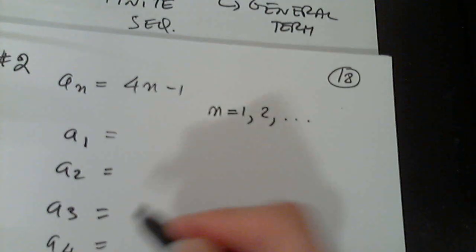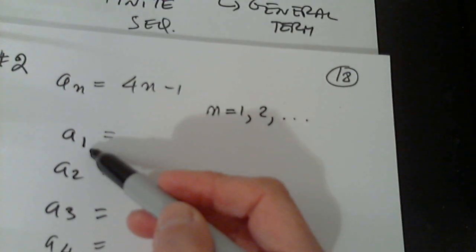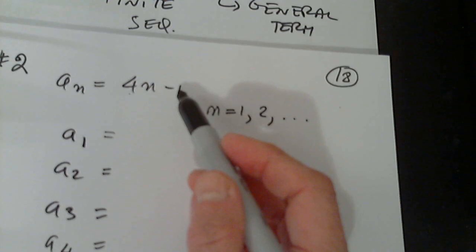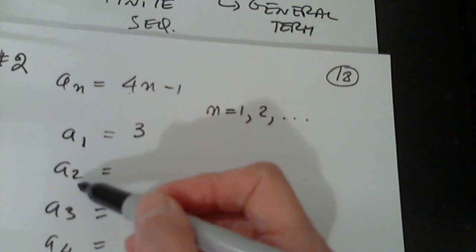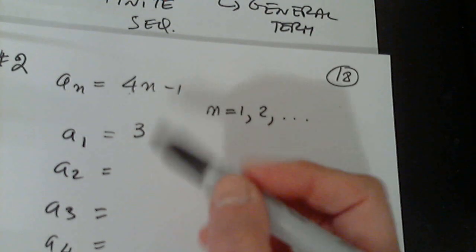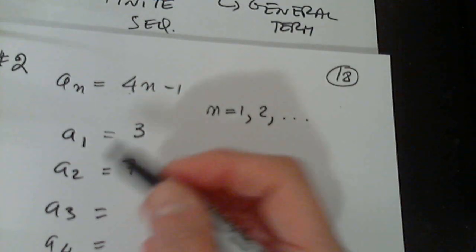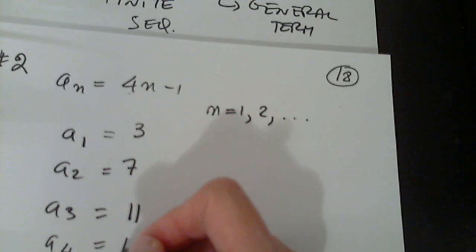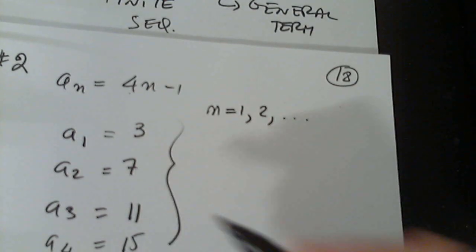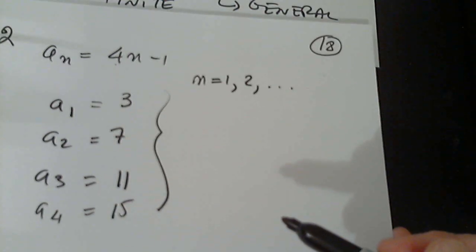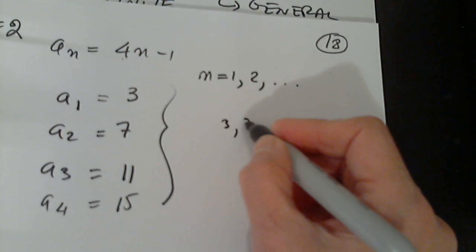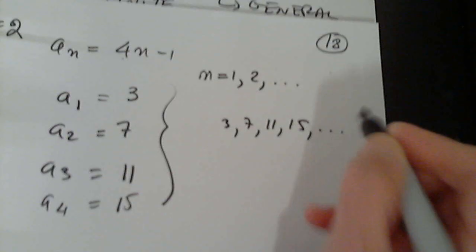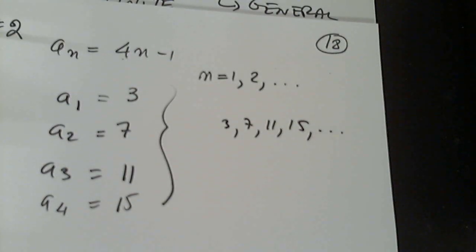What does this mean? Very simple. N is 1. 4 times 1 minus 1. N is 2. 4 times 2 is 8, minus 1 is 7. N is 3. 12 minus 1. And n is 4. 16 minus 1. These are the first 4 terms of the sequence, meaning 3, 7, 11, 15, and so on. Good.